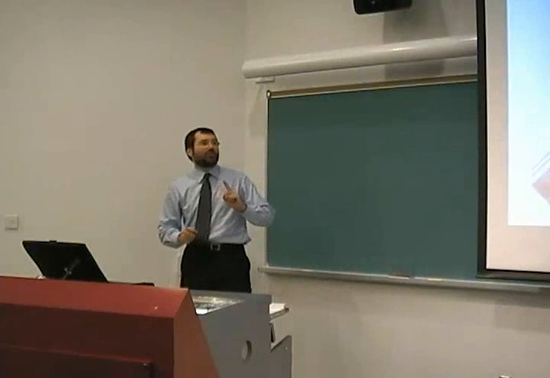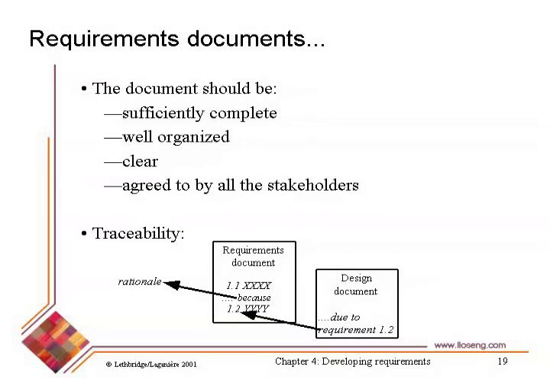So we just talked about each individual requirement. The entire document as a collection needs to be complete, sufficiently complete, not excessive, but sufficiently complete, well organized, so you need to figure out a way that groups the requirements together in some logical way. That depends on the system. Clear, people can quickly skim through to find what they want without having to wade through morasses of text that's difficult to figure out. And agreed to.